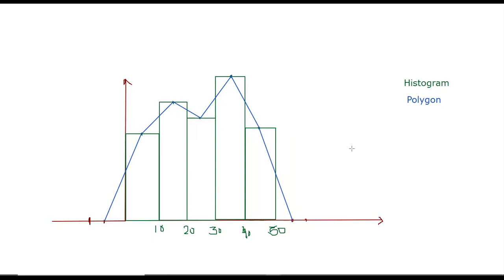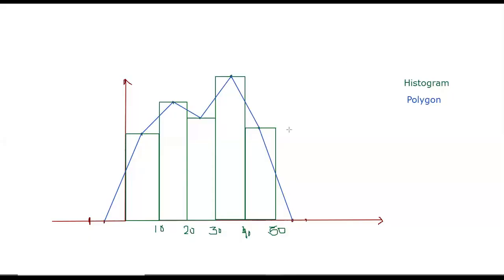So first of all, you need to make the histogram and then join the midpoints on the top of the rectangles of the histogram, and then close the polygon part by joining it with the x-axis adjacent next to the values, next to the rectangles, on both the left side and the right side. This is how the polygons are to be made.